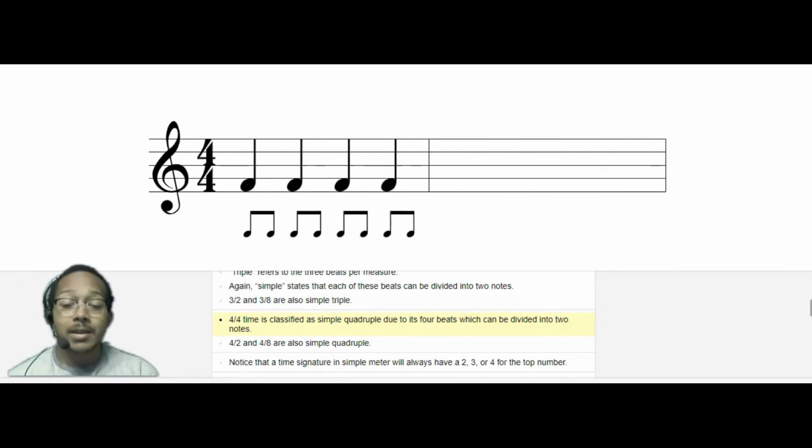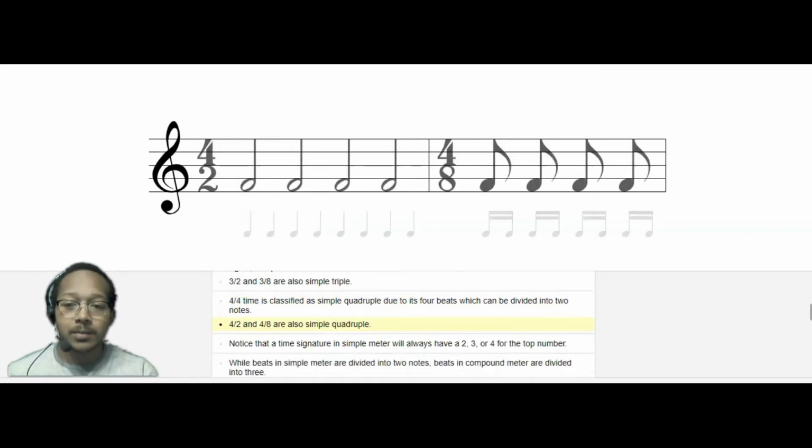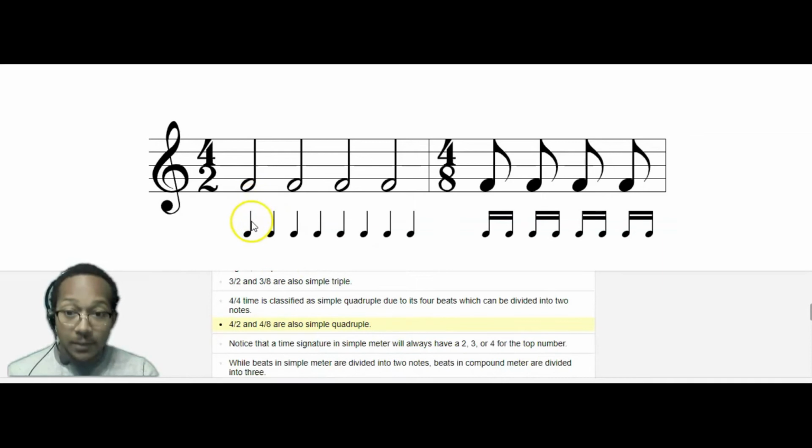Here is one of the most common meters that we will see, 4/4, and it is classified as simple quadruple because the 4 beats can be divided again into 2 notes. Quadruple meaning 4, like quadruplets, 4 babies, or a quad bike like a 4-wheeler has 4 wheels. A quadrilateral is a shape, a square, all of these things beginning with that same prefix. So, the quarter note, again divided into 2 8th notes, dividing the half note into 2 quarter notes, and again dividing the 8th note into the 16th notes.